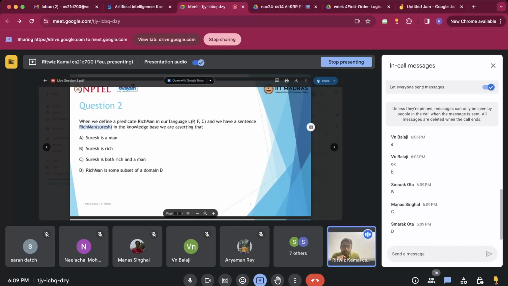in the previous question. Yeah, that's right, Smarak. Thanks for that. So the predicate RichMan over here is just some subset of a domain D. It does not necessarily refer to all those people who are rich and who are a man. For all we know, it could refer to something completely different. It could refer to a group of men who are eating something, or who are going somewhere, or any random thing. But it can also refer to a group of people who are rich and men, but that is not necessary. That is what this question is trying to convey.